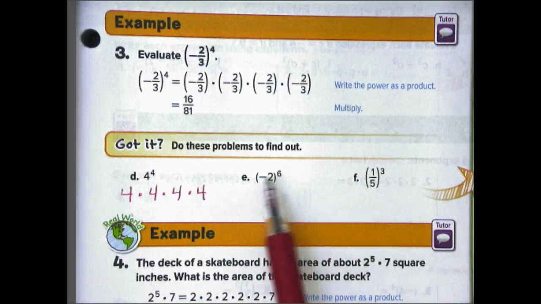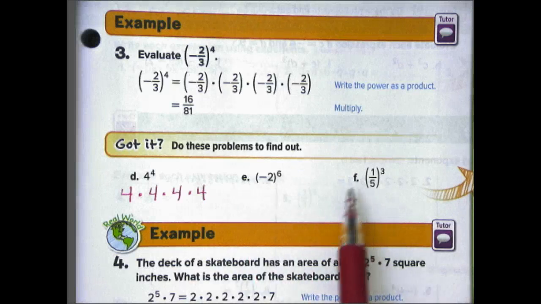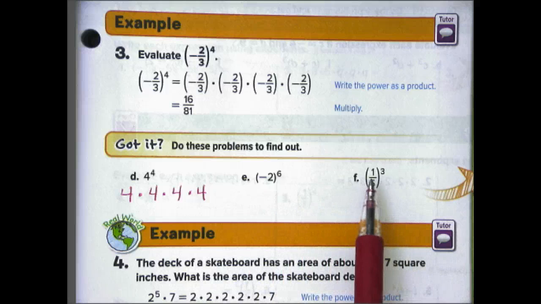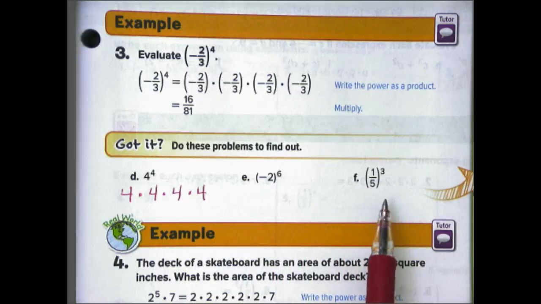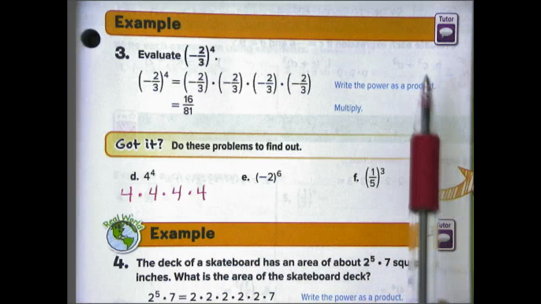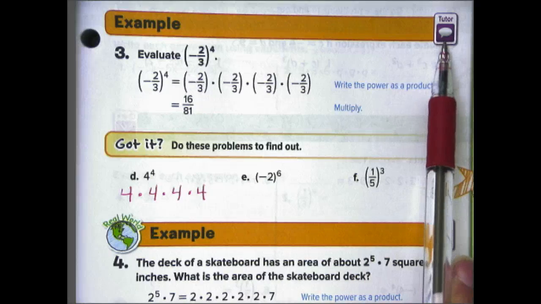Pause your video and go ahead and work examples E and F in your book. You'll need to show work right underneath them. And remember, when multiplying fractions, you multiply the numerators and then you multiply the denominators. If you need extra examples, remember that you have the tutor on your online textbook.